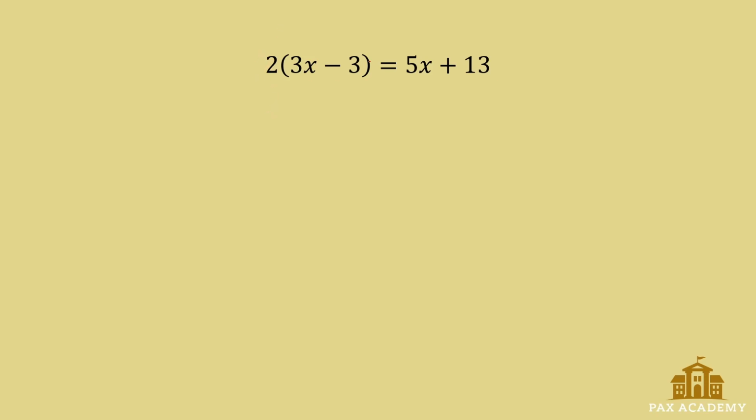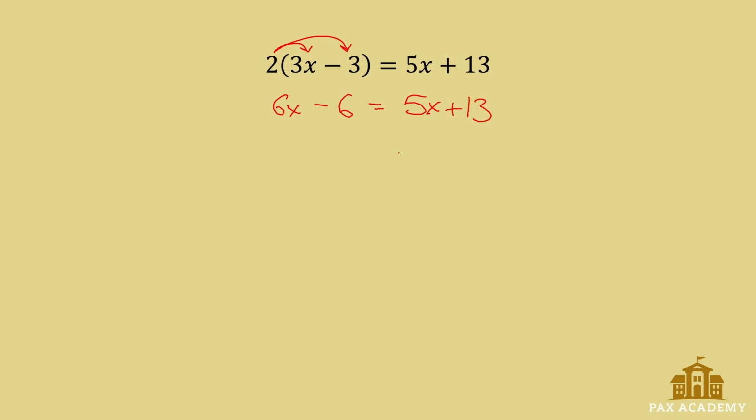I've already done a video on how to expand brackets. Make sure to go check it out if you're not sure how to do this. Otherwise, you're going to find this a little bit hard. In order to expand these brackets, we need to multiply this 2 by each term inside the brackets. So 2 times 3x is equal to 6x, and 2 times minus 3 is equal to minus 6.